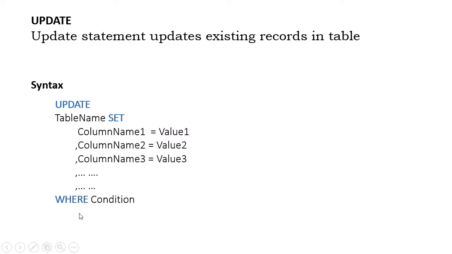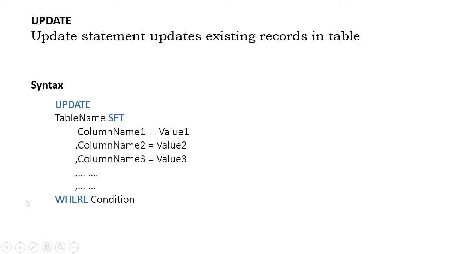The where condition is actually optional, and if you do not mention the where condition in the update statement, then eventually the update statement will update all the values in those columns. So be careful when you are updating records in a table and notice the where clause. The where clause specifies which record we want to update in the table.